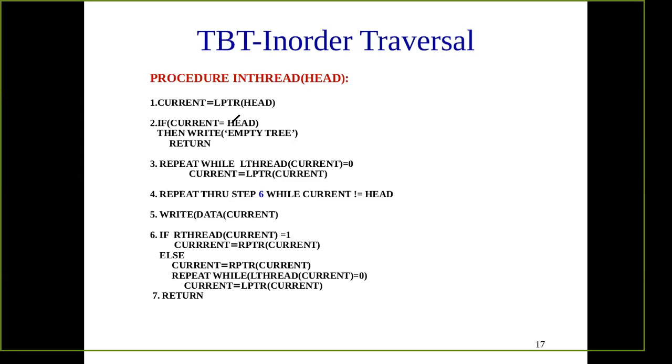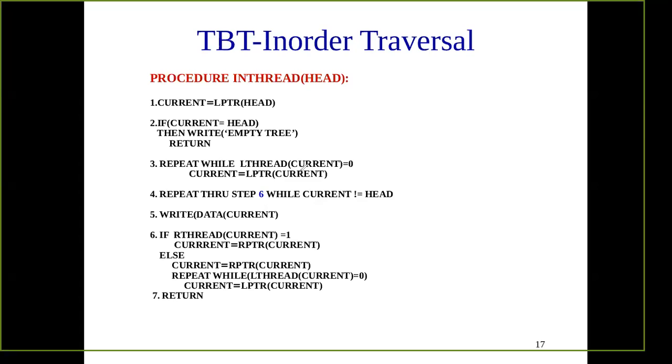And then what we are doing, if current is equal to head, that means if this is the only node, we are having an empty tree and we are returning back. Else, if it contains some data, then we repeat while the left thread of the current is equal to 0. So we have seen this representation, left thread of this is 0, left thread of this is 1, right thread of this is 1, right thread of this is 0. As this is the null link, left link of this will be assigned to A and this is 1, and right link of this will be assigned to the root and this will be 1.